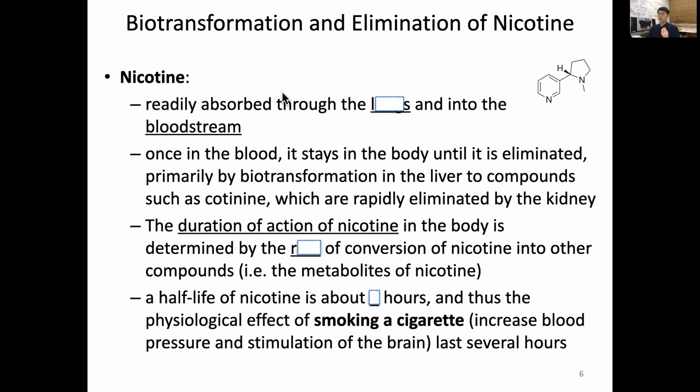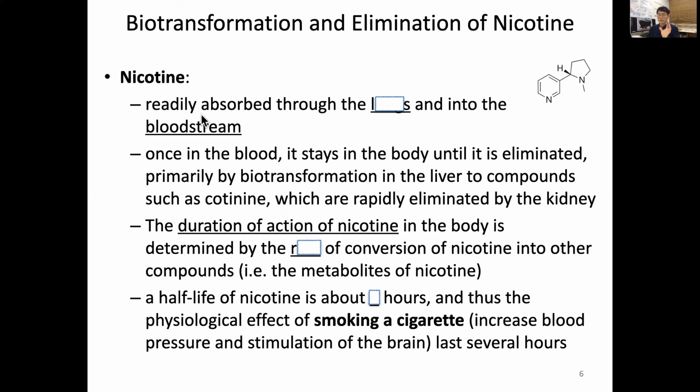So let's get to nicotine. This shows the chemical structure of nicotine. Nicotine is for smoking. Not sure whether you have smoking friends, or yourself, or your parents. My daddy once smoked, so I know about this.